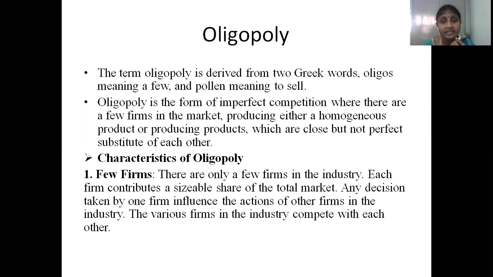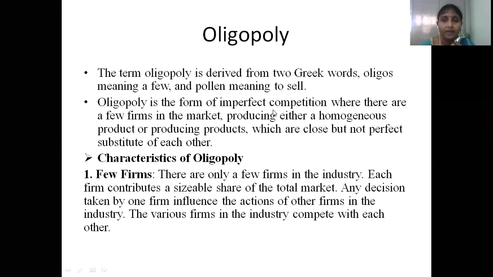And the next is cigarettes. There are not many cigarette brand companies. We have very few cigarette brand companies. So that's why a cigarette company also comes under oligopoly. Okay. I will give some other examples.